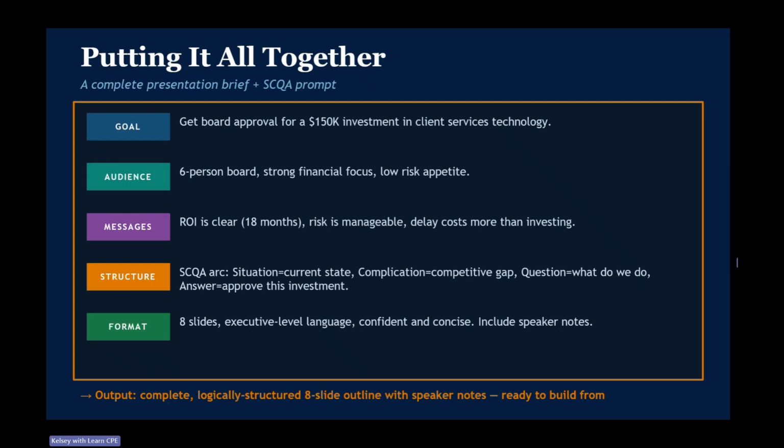So you might write: our goal, get board approval for a $150,000 investment in client services technology. Our audience is a 6-person board with a strong financial focus and a low risk appetite. The 3 key messages are: the ROI is clear and achievable within 18 months, the implementation risk is manageable in the plan we've developed, and the cost of delaying this investment is greater than the cost of making it. We're going to structure the presentation using the SCQA framework.